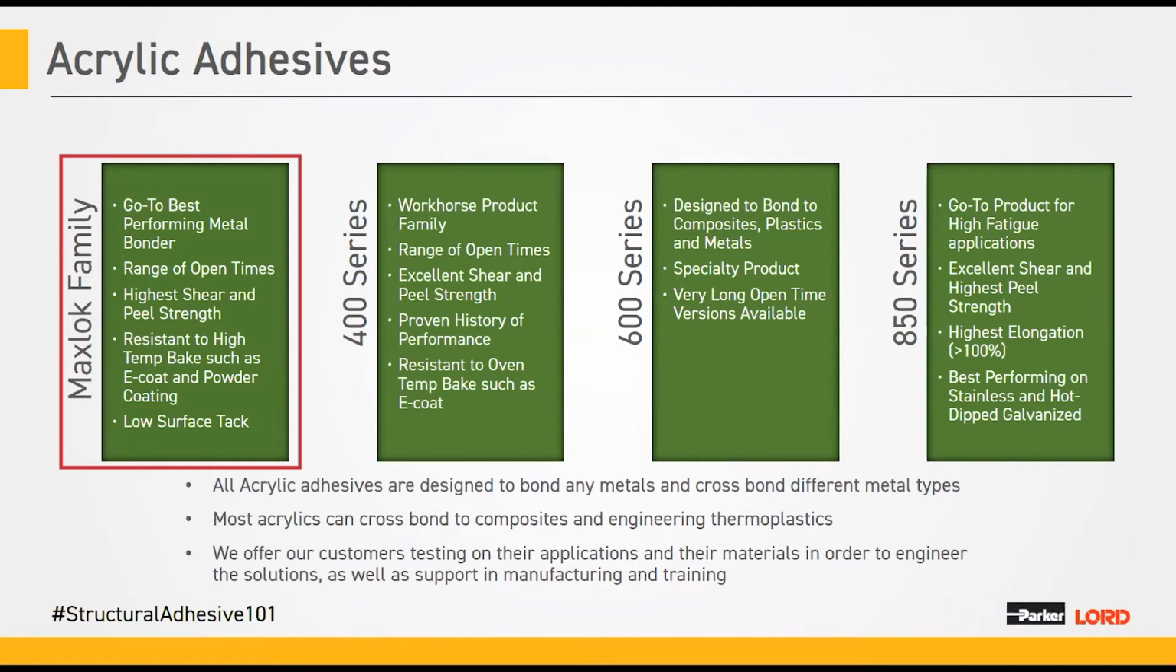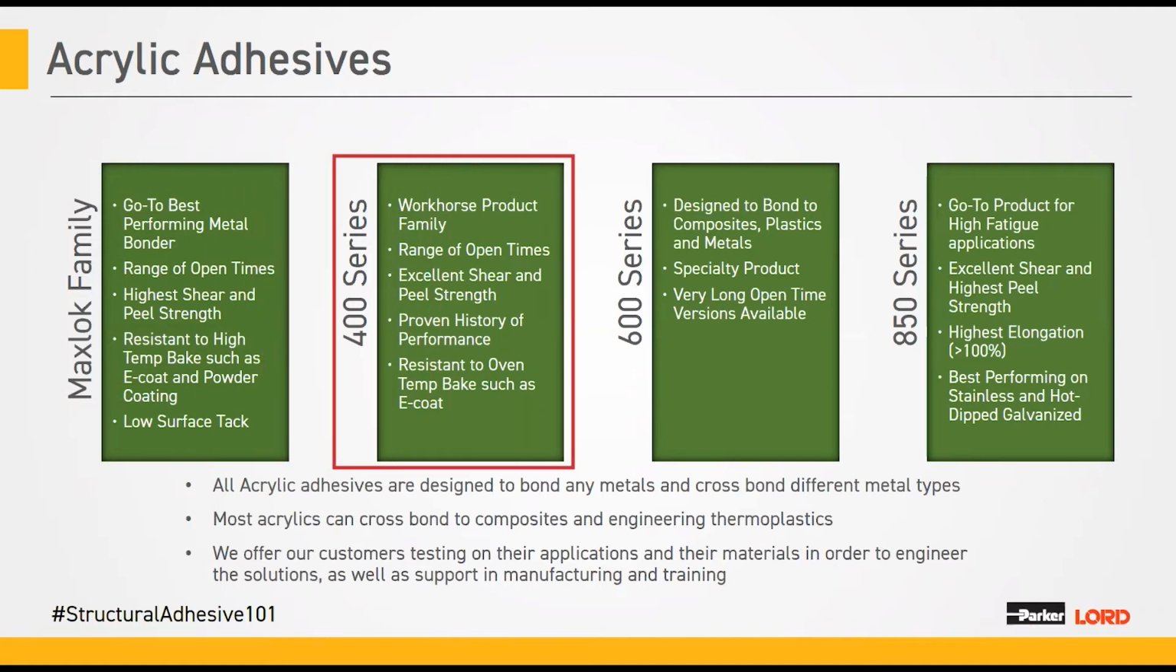It is a family, so it has a range of open times, very high shear strength and high peel strengths. It's resistant to high temperature bakes, such as an E-coat or even a powder coating. And again, low surface type product. 400 series, another workhorse product, has a range of open times, excellent shear strength and peel resistance, and has a really long proven track record of performance out there in the marketplace. It's resistant to oven temperature, high temperature bakes such as E-coat, but is not the best for powder coating operations.